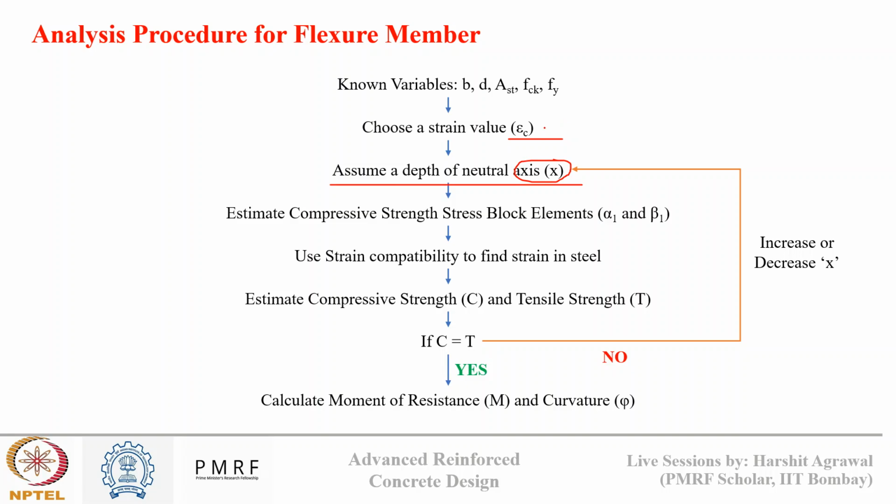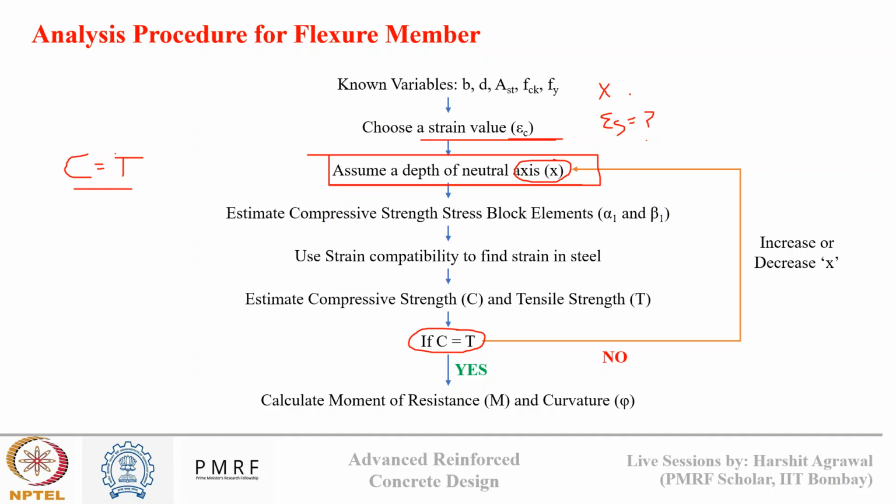Okay, now what I want is to satisfy that this compatibility equation holds true. The force offered by concrete should be the force offered by steel. So net compression force should be the net tensile force. Now, at what neutral axis this will occur, I don't know. So initially, I need to assume, because I can choose the strain value of concrete, but what is the strain in steel? That I don't know.